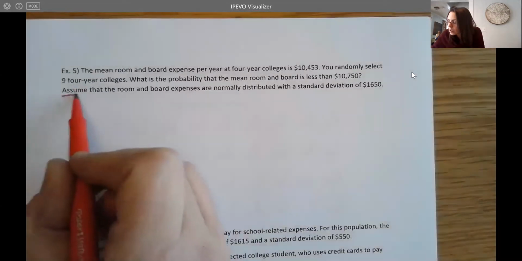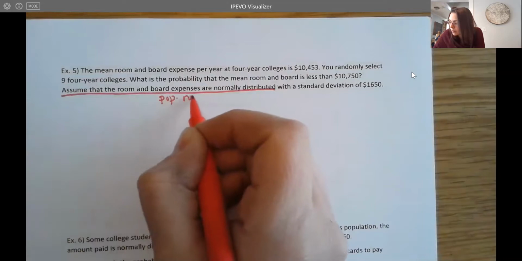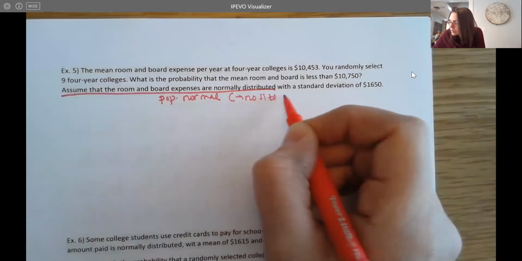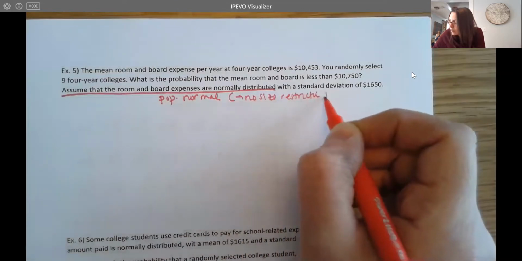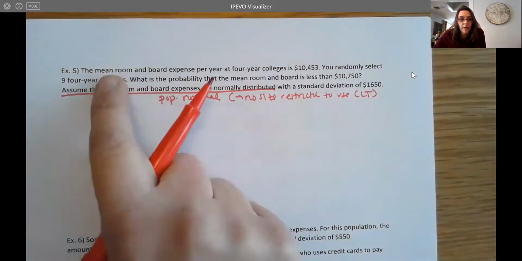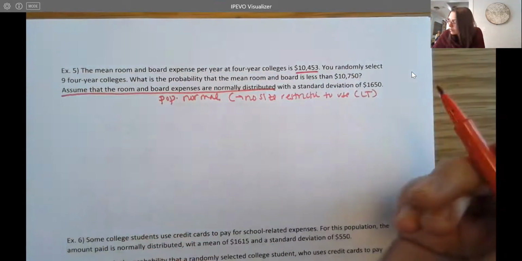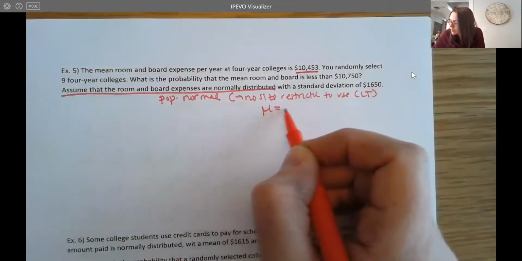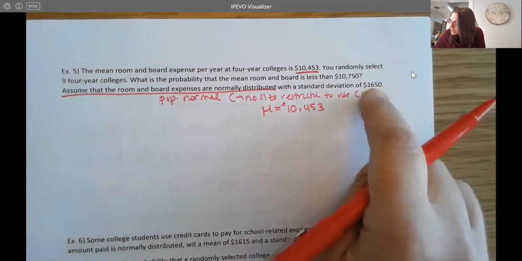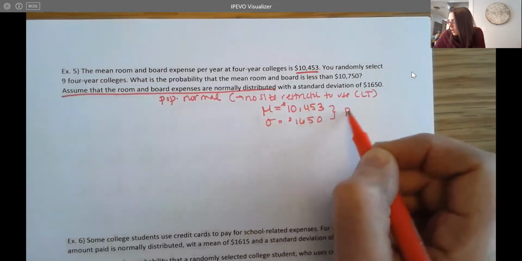Okay, so we're going to assume room and board is normally distributed. So that means that the population here is normal. So if the population is normal, then there is no size restriction to use the central limit theorem, okay? The mean room and board expense per year at four-year colleges is $10,453. So our population mean here is $10,453. And our standard deviation is 1,650. So again, these are the population values.